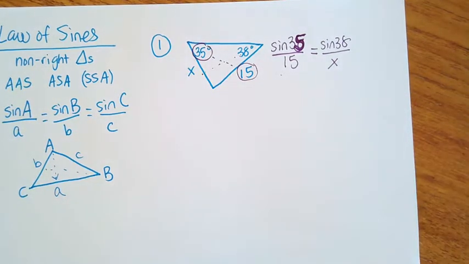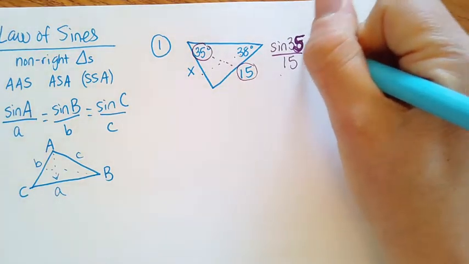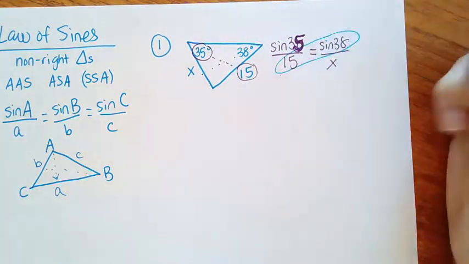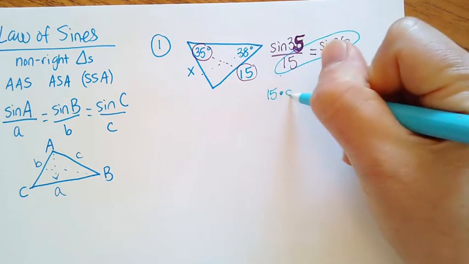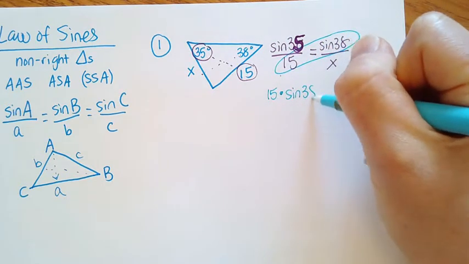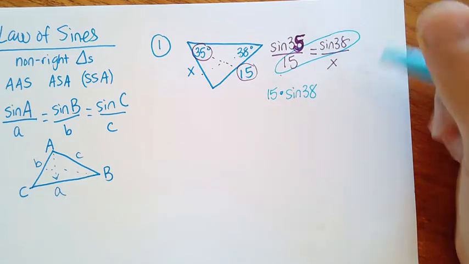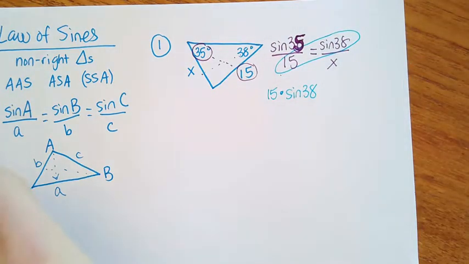Okay, now we solve this using proportions. The way we do this is we cross multiply. So we multiply those two items together, and when I do that, it's going to be 15 times the sine of 38 degrees. Now that has to equal the other cross product.